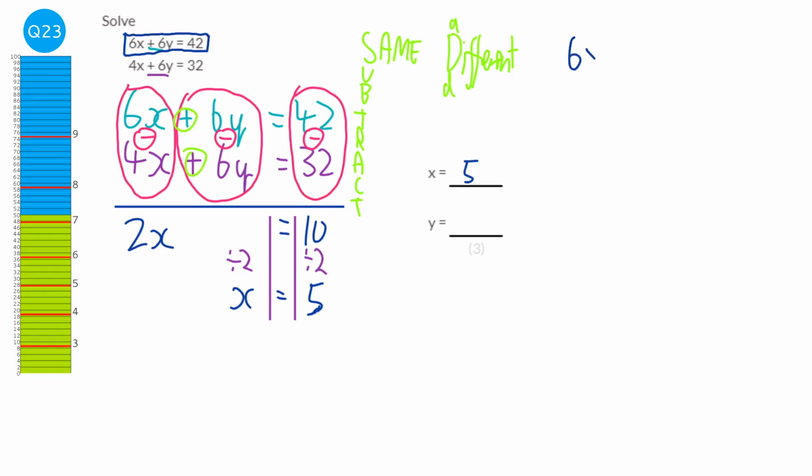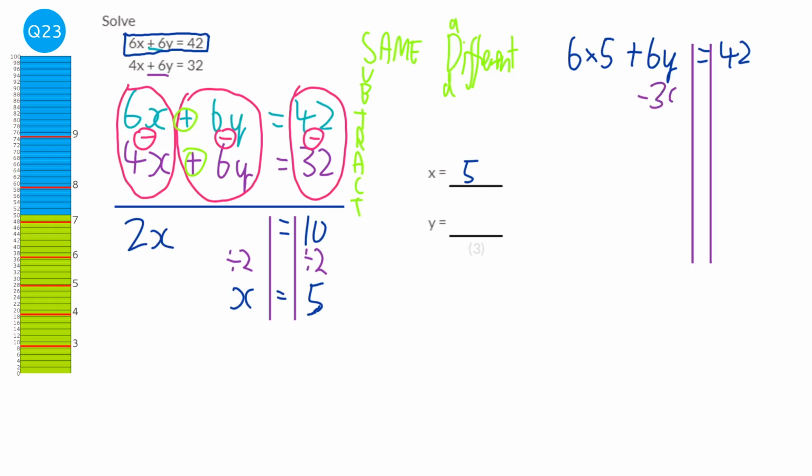So we've got 6 times 5 plus 6y equals 42, and then we're just going to solve that. So we get our lines in. And first thing we're going to do is take away the 6 times 5, or take away the 30 from both sides. So we've got 6y equals 12, and then we're going to divide by 6 both sides to get what y equals. So y equals 2. Now we can check that by putting the values of x and y into the second equation. So 4 times 5 plus 6 times 2, and that does equal 32.